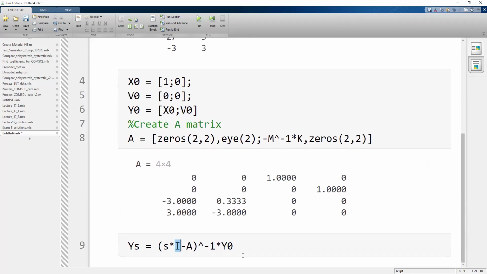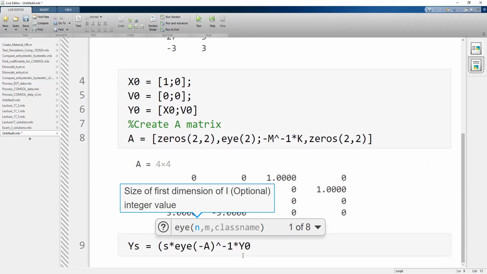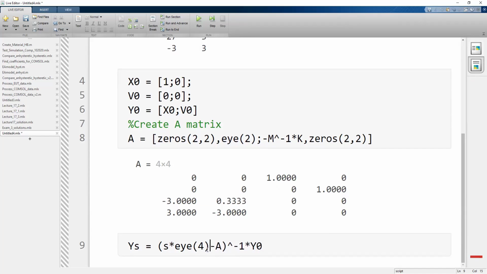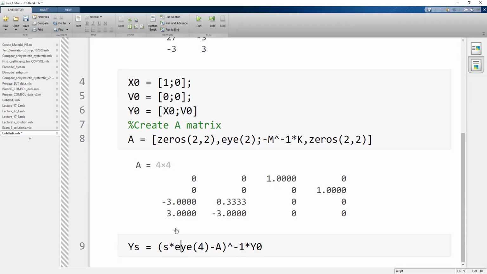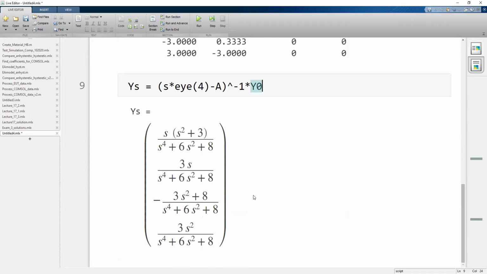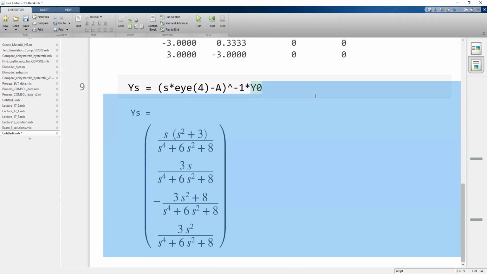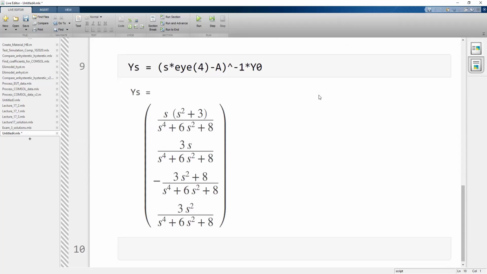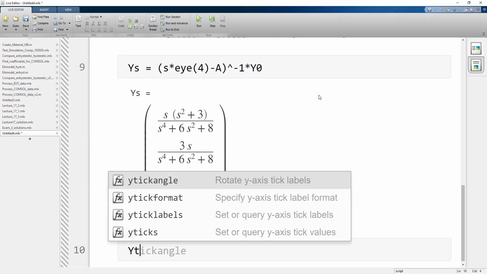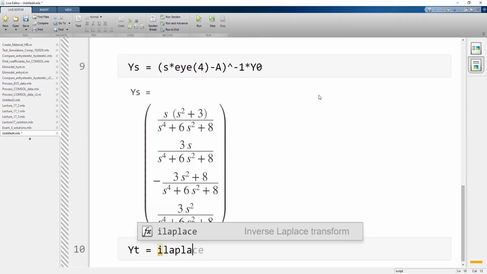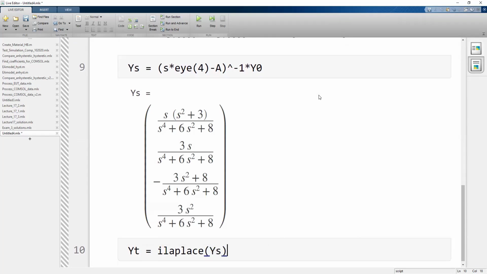And then this I matrix, as I said, is an identity matrix in order to match the dimensions. So your A is 4 by 4, so this identity matrix should be 4 by 4 as well. So right now you have everything. Let's calculate it. So that's your Laplace, that's all your solutions in S domain. And then in order to find solutions in time domain, you have y of t is just the inverse Laplace transform of this S equation.